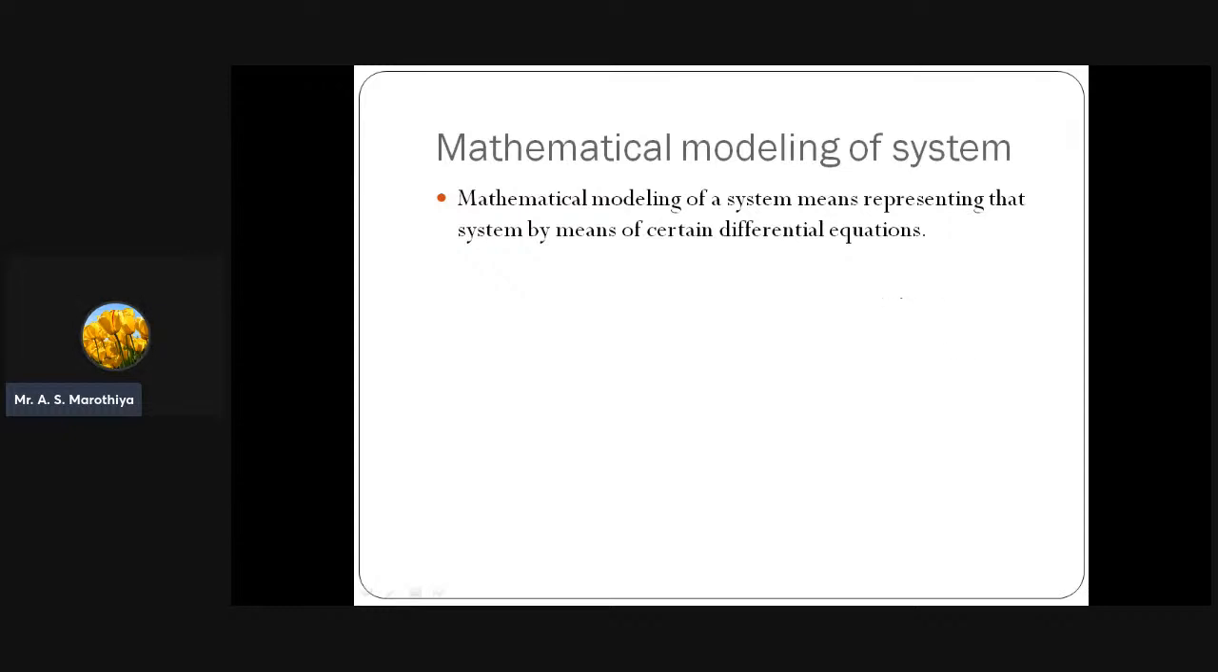For example, if you have a system, and you want to represent this particular system by using some sets of mathematical equations. So finally, the set of mathematical equations through which we are in a position to define the behavior of this particular system may be a static behavior or it may be a dynamic behavior.